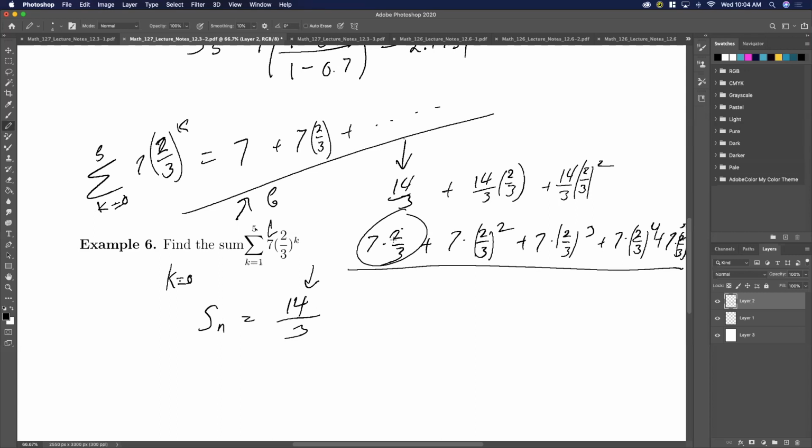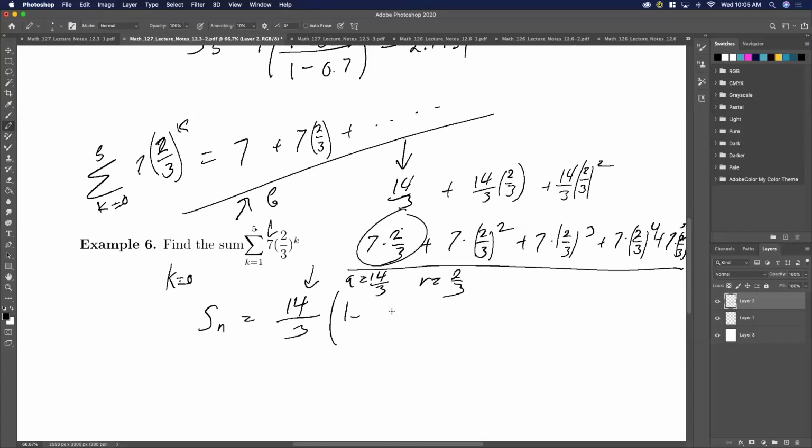Either you have to redefine your first term, or if it's 0, you have to have 1 higher term. So let's do this. So Sn here is, this is my A, right? My A is equal to 14 thirds. My R is easy, right? It's 2 thirds.